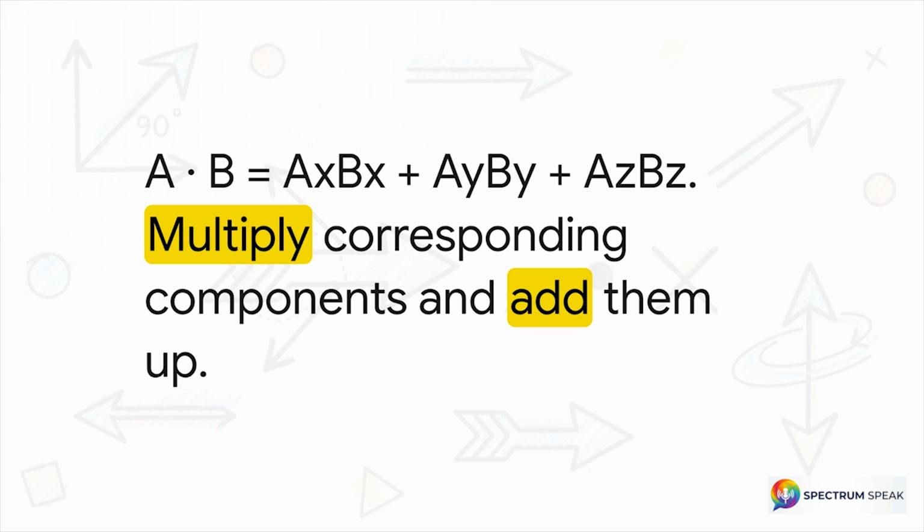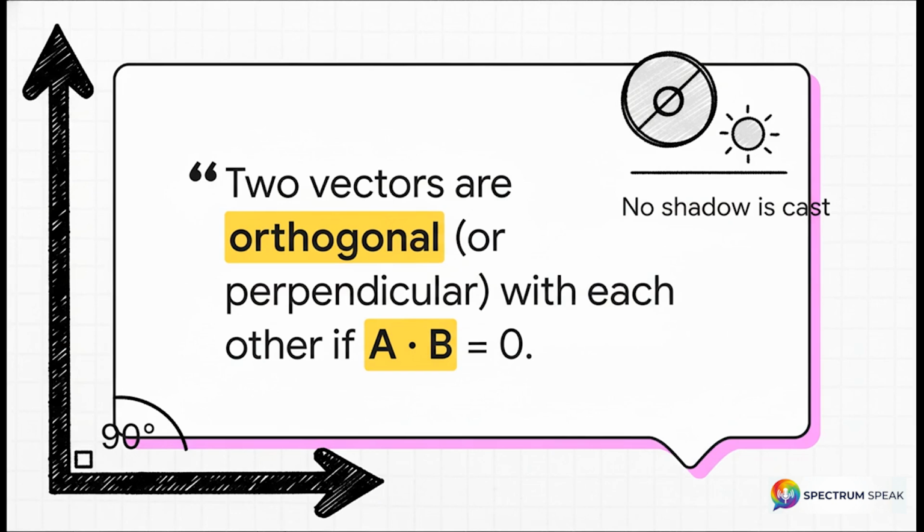And here's the best part. Actually calculating this thing is super easy. You can just forget about finding the angle. All you have to do is multiply the matching components, x times x, y times y, z times z, and then just add them all up. The answer you get is just a single number, a scalar. Simple as that.